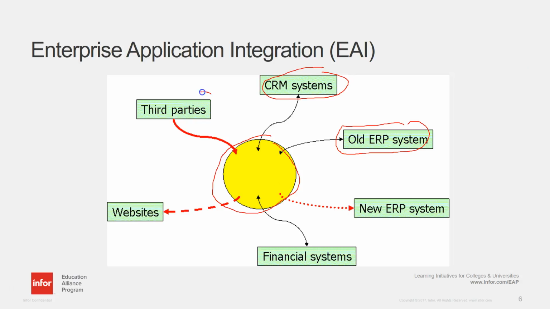You might have one or more third party systems. Supply chain management systems is what I would refer to these third parties as. You may have one or more websites that need to display this information from the ERP system using the middleware. And then you have the financial system, with data going both to and from the financial system and the middleware so that it can be retrieved by the new ERP system. That is basically the gist of enterprise application integration, also known as middleware.